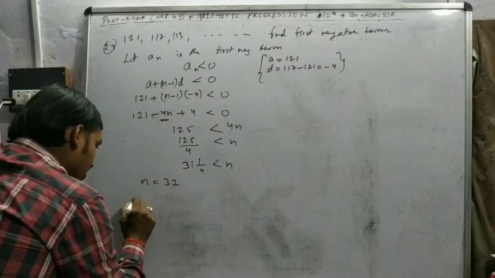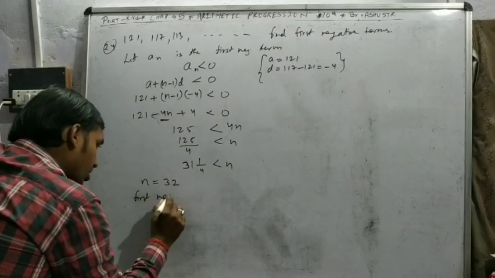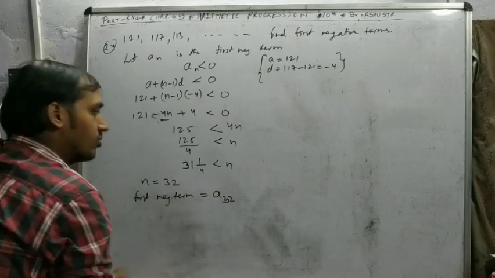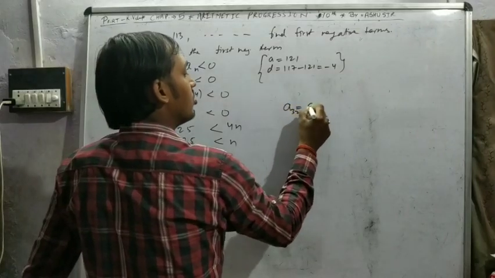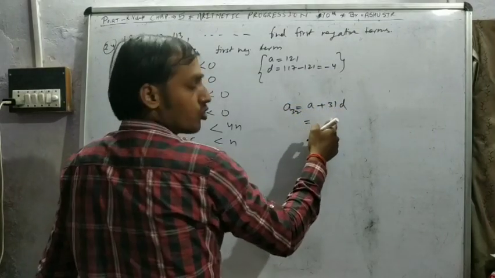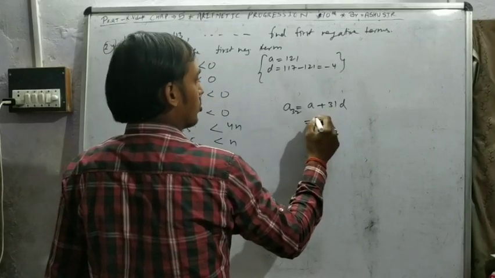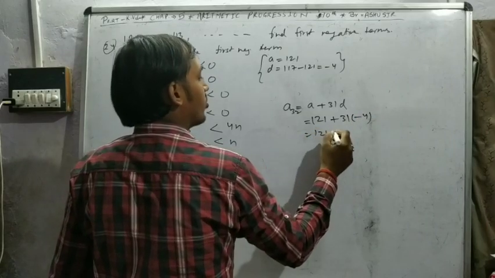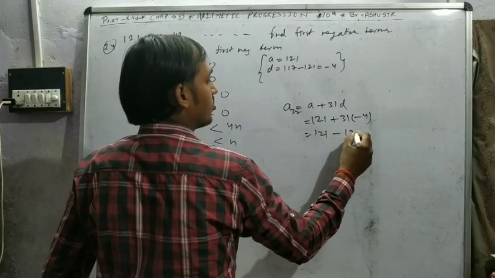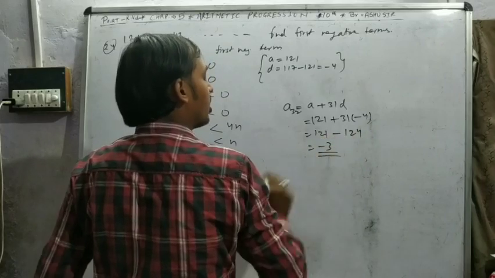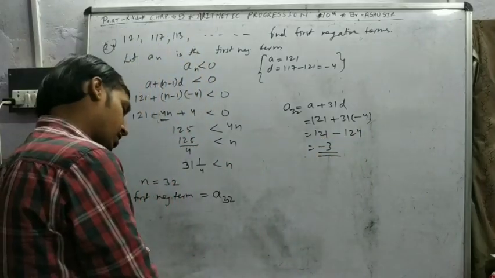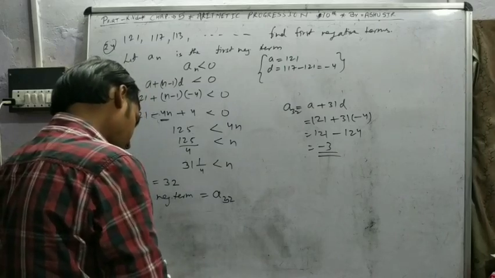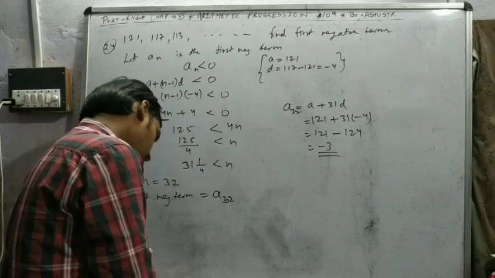So the first negative term is the 32nd term. And what's the value? A plus 31D. If the question asks to find the terms, you can do it here: 121 minus 124. So minus 3 is the first negative term of this given AP. Then see the next question.